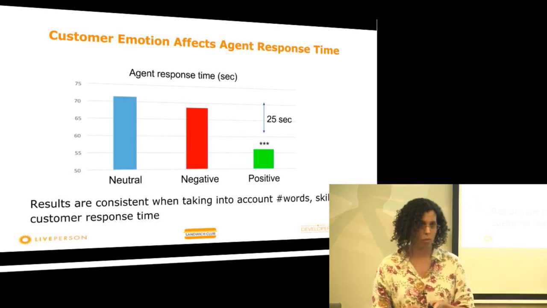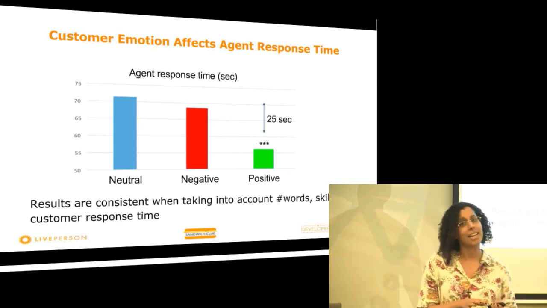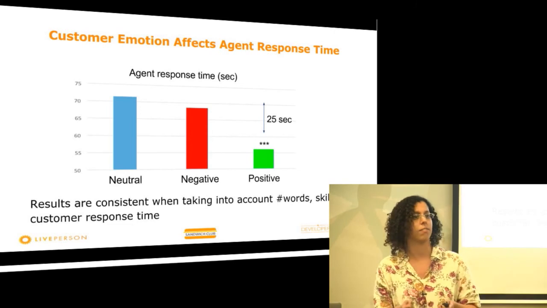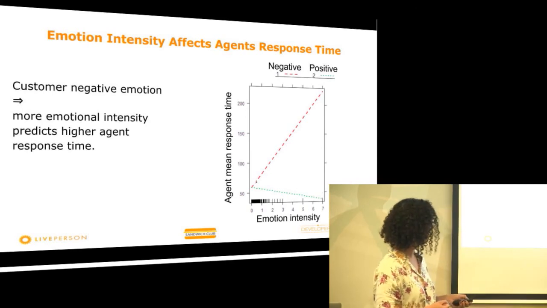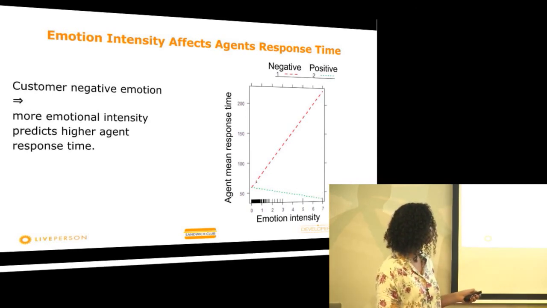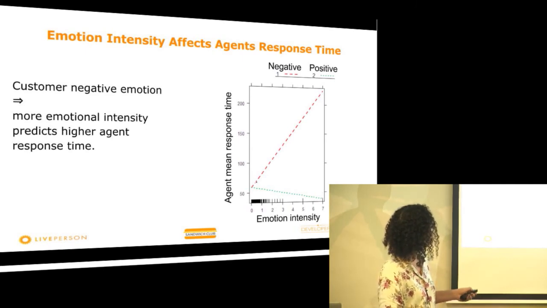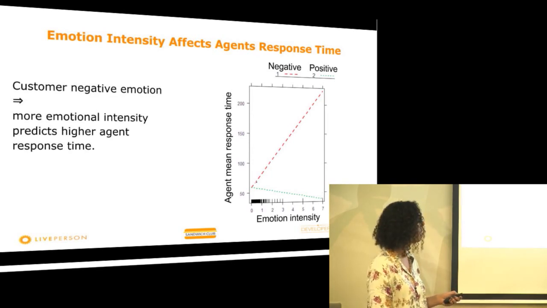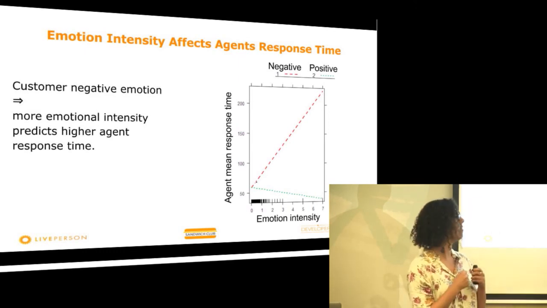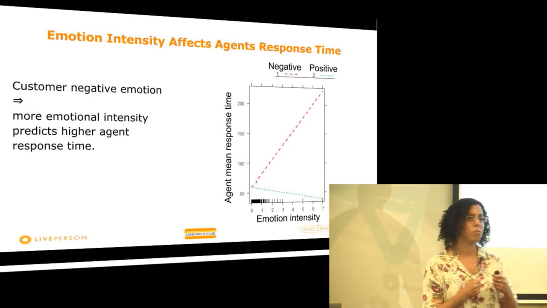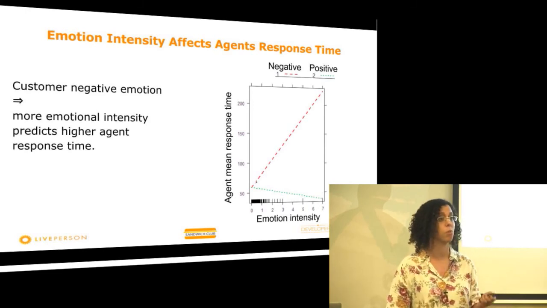So next we wanted to look at the intensity of emotion. Does it make a difference if someone is slightly angry or really angry? How does this affect the response time of the agent? This is something that we can see here. We have the intensity, and these are chats which are positive on the green line, and on the red line, chats that are negative. Just notice this steep incline. When users are really negative, the agent response time just goes up, and it might take more than 3 minutes to respond to an angry user.